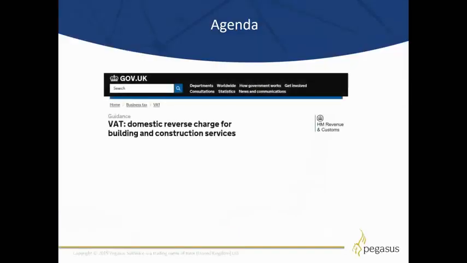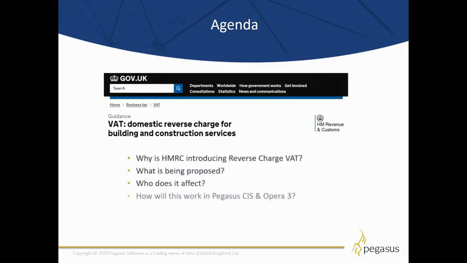Here is the agenda of what I'm intending to cover with you in this particular session. Domestic reverse charge VAT for building and construction services is scheduled to come into force on the 1st of October 2019. So let us explore why HMRC are looking to introduce this into the construction industry, because something must have changed which has given them the impetus to introduce a new way of controlling VAT payments.